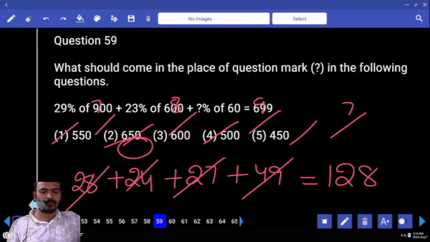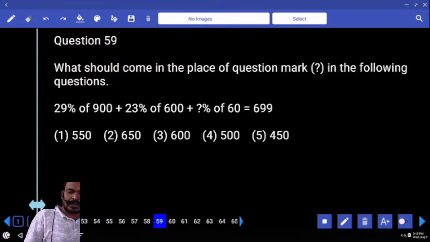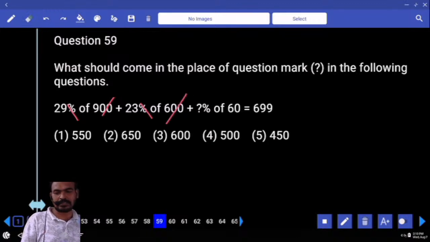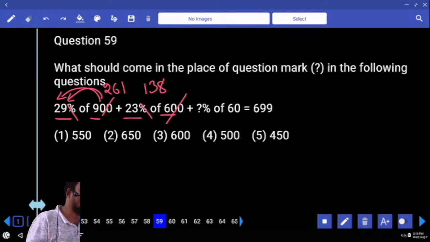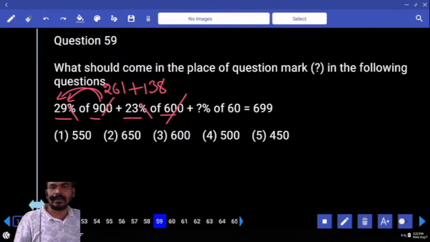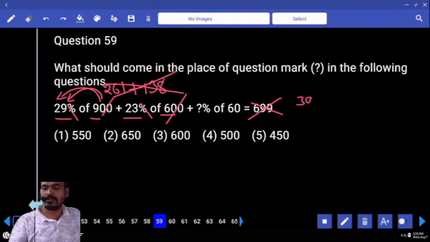Next question number 59. 29% of 900 means 29 into 9. 23% of 600. 23 into 6. First 29 9 times. 9 into 20. 180. 9 9s 81. Total it is 261. 23 into 6. 138. 261 plus 138. 399. Out of 699, we are subtracting 399. What is the remaining? 300.